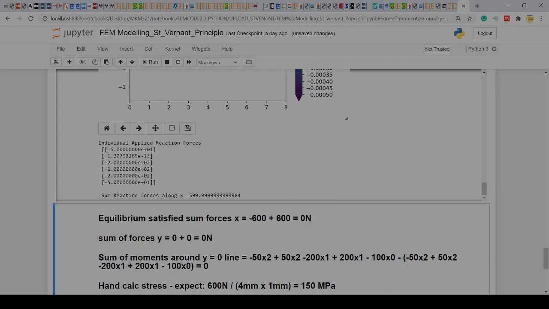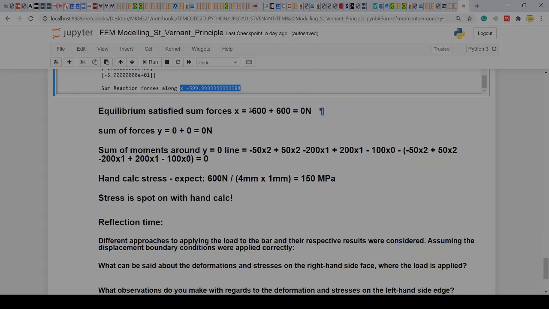If I look at the reactions, 0 for the y, minus 50, minus 200, minus 100, minus 200, and minus 50. And the sum of reaction forces in the x direction is minus 600. We know the total applied load is 600. So sum of force in x direction is 0, sum of force in y direction is 0, sum of moments around any line, let's call it y0, is also 0.